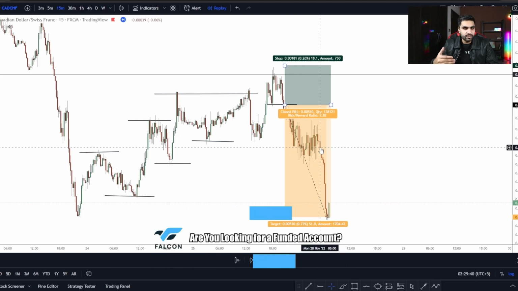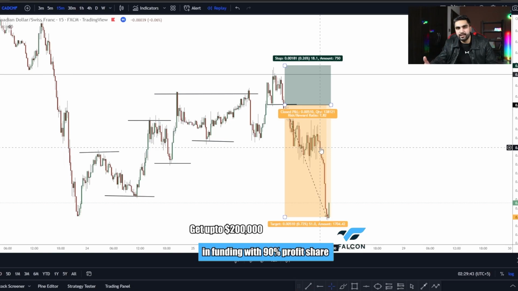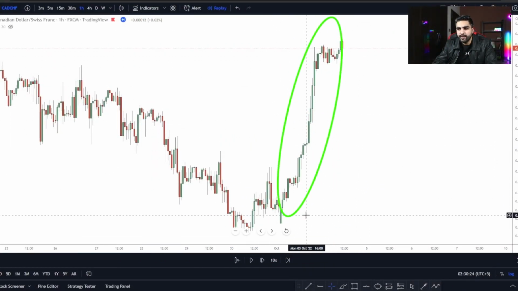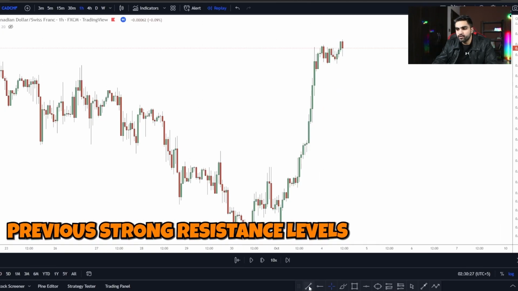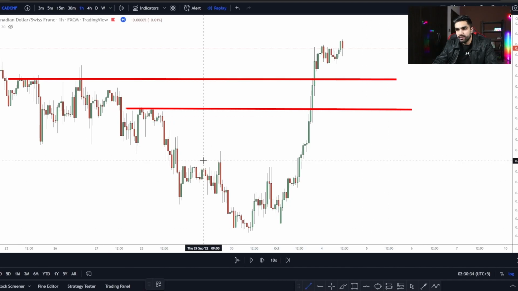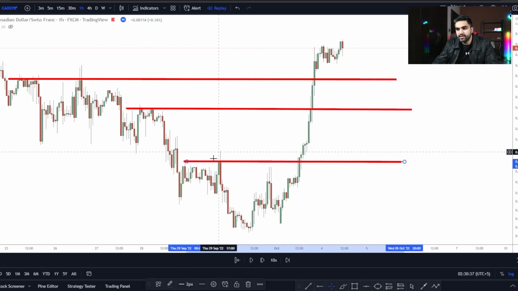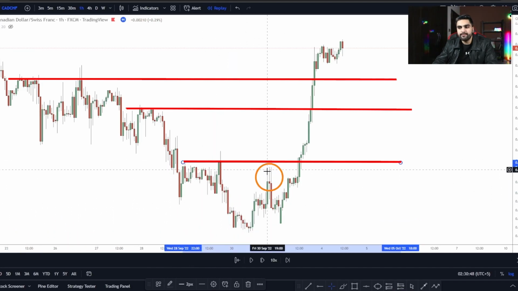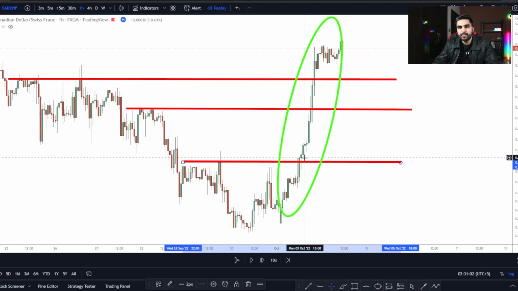We looked at the trade opportunity for the sell side. Now let's move on to the second example, which is going to be on the buy side. Here on this chart, you can see that we have a big buyer's movement. We have broken the previous strong resistance levels. This resistance right here, this resistance right here, and this resistance right here. This big resistance, market respected this level a couple of times before going to the downside. Yes, we also have a resistance level here, but market never respected it more than once. So we're going to be looking at this resistance, which is the nearest resistance to this big buyer's movement.